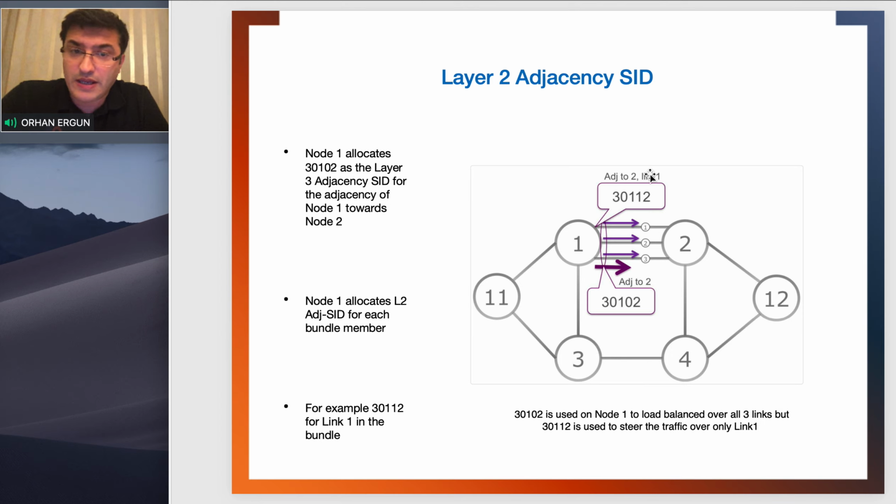So layer 3 seed, agency seed, and layer 2 agency are different things. Node 1 allocates a layer 2 agency seed for each bundle member. Which means 30,111, 30,112, 30,113. So 30,112 is agency 2, this one, for link 1 in the bundle. Then this one is the second one, whatever the link, this agency seed value.